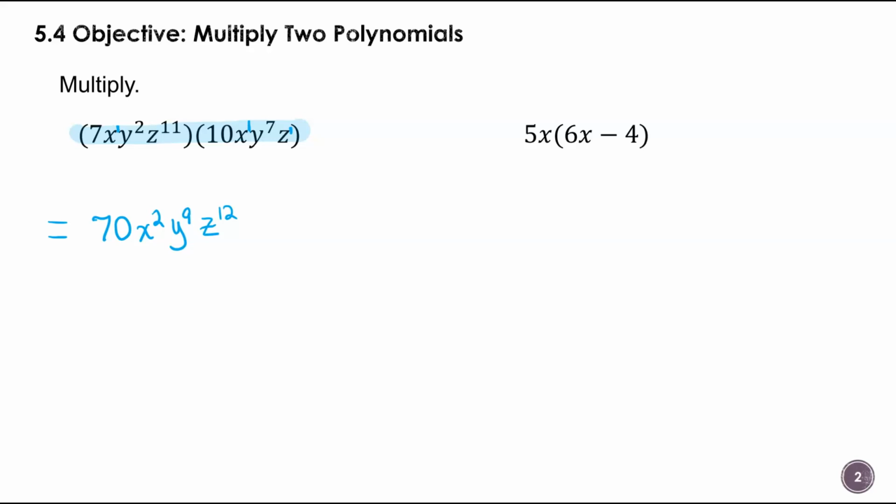Now, this is not distributive property. We're just combining these terms by using a product, right? The product rule says that we're going to add exponents. With numbers, we just treat them like we always have, and we multiply them.